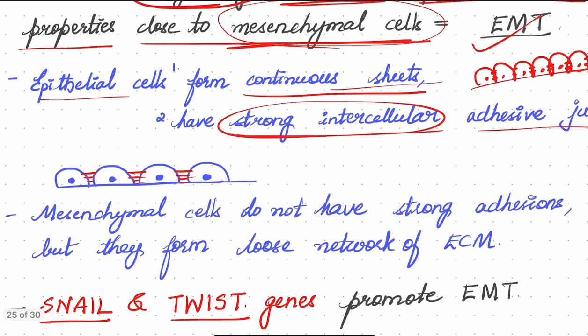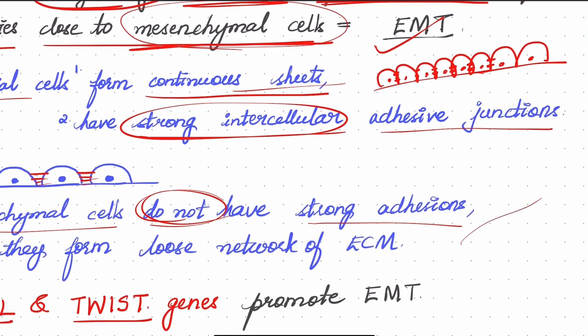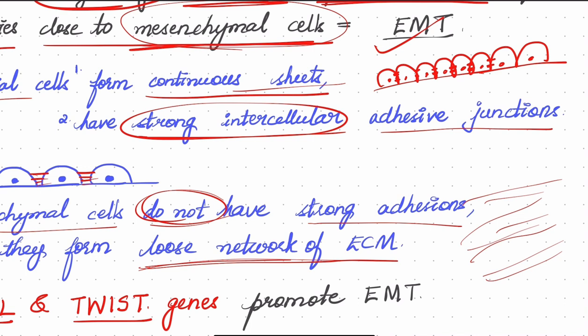Whereas the mesenchymal cells do not have strong adhesions, but they do form this loose network. The extracellular stroma is very loose, fibrocollagenous, myxoid stroma, as we have discussed in earlier histopathology slides. These mesenchymal cells form a loose network of ECM.